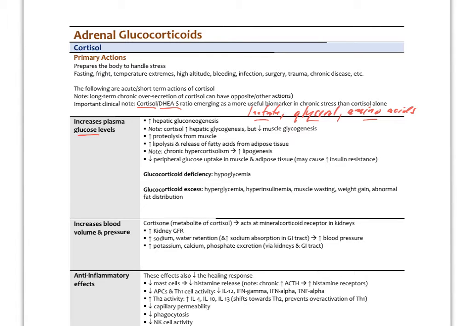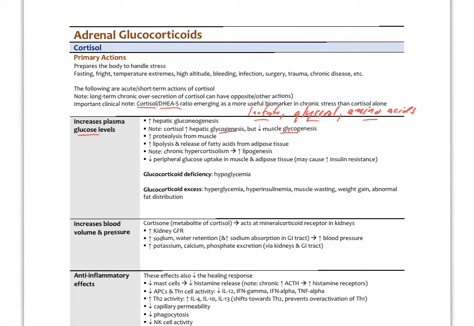Now, cortisol specifically is going to increase the hepatic glycogenesis. So it's going to actually make more glycogen in the liver, but it's going to decrease the muscle glycogenesis, so decrease the ability of muscle to make new sugar. It's going to increase proteolysis from muscle. It's going to increase lipolysis and release of fatty acids from adipose. And in chronic hypercortisolism, we are going to get increased lipogenesis.